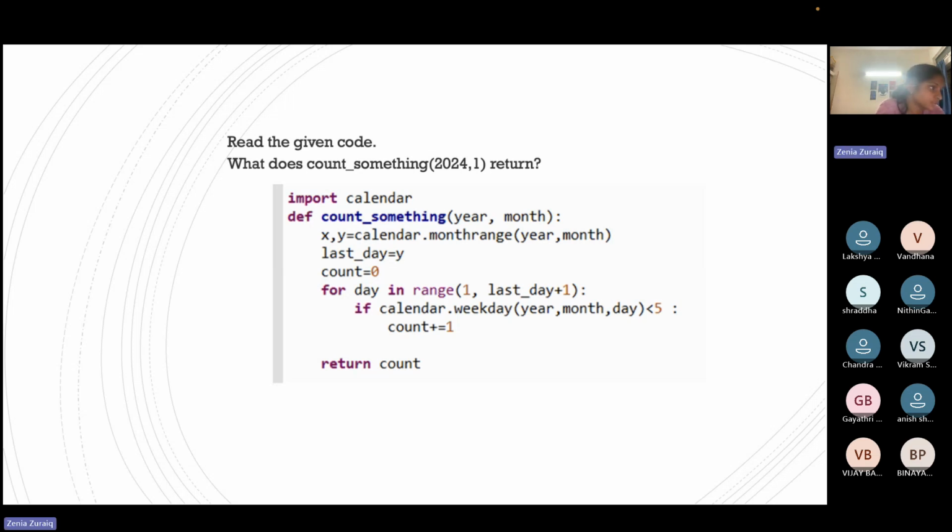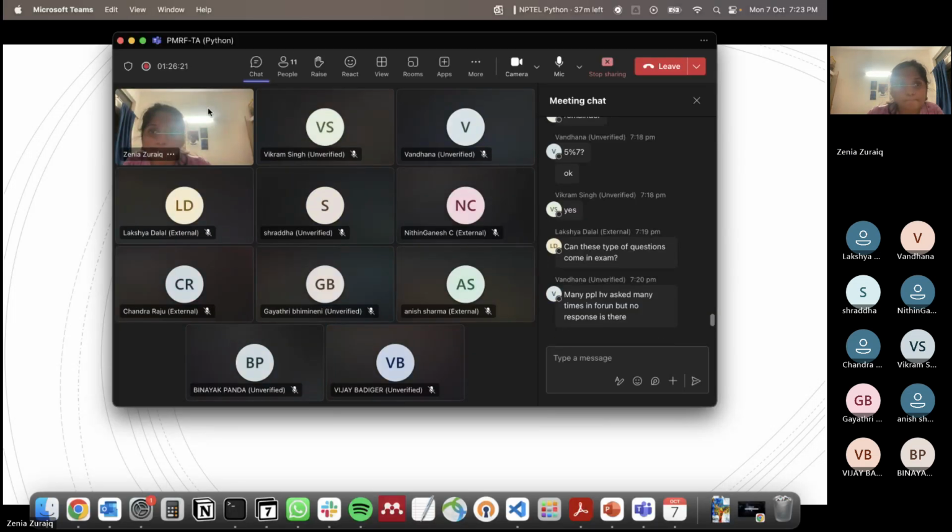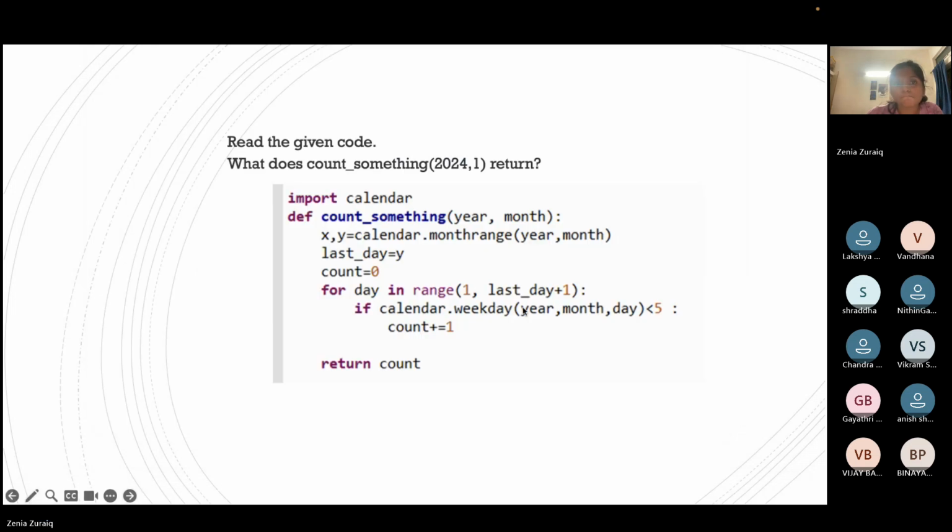There are no answers yet, or am I lagging? I don't see any answers in the chat yet. Okay, let's try to identify then what this code is doing.